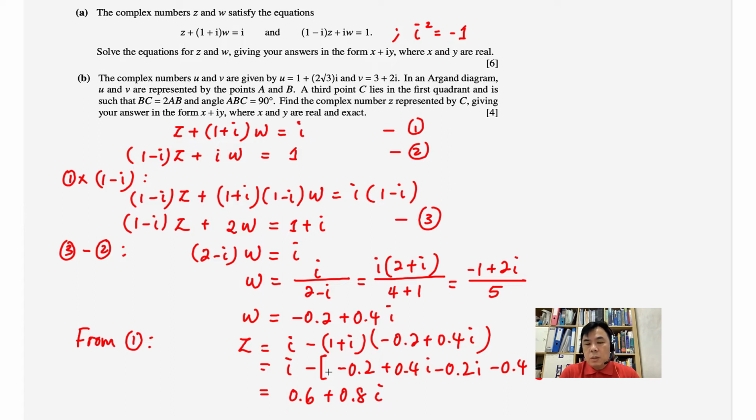Okay, so I hope that is clear up to this point. This is the complex number z and the complex number w. Right, so we are done. I hope that's clear. We're going to move on to the second section shortly.